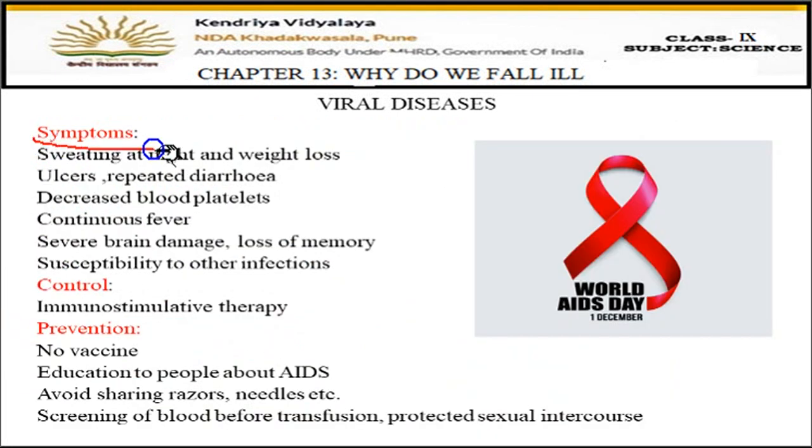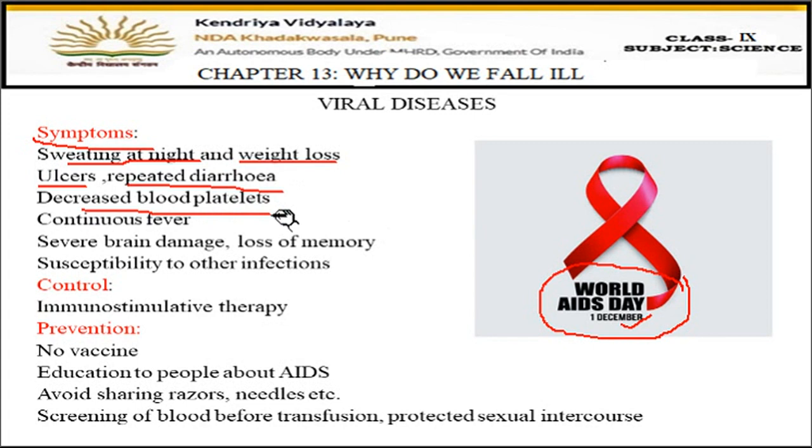Then what are the symptoms? Here in the diagram you can see that World AIDS Day is celebrated on 1st December. So you have to learn this date. 1st December is celebrated as World AIDS Day. Then symptoms are sweating at night and weight loss, then ulcers, repeated diarrhea, again and again loose motions, decreased blood platelets. Blood platelet numbers decrease. Then continuous fever, severe brain damage, loss of memory, susceptibility to other infections.